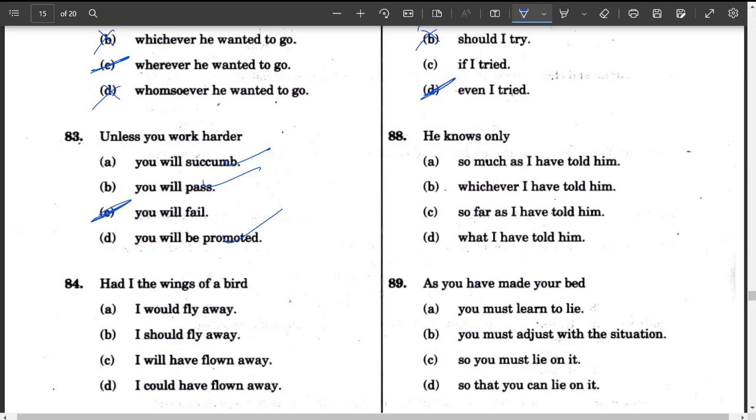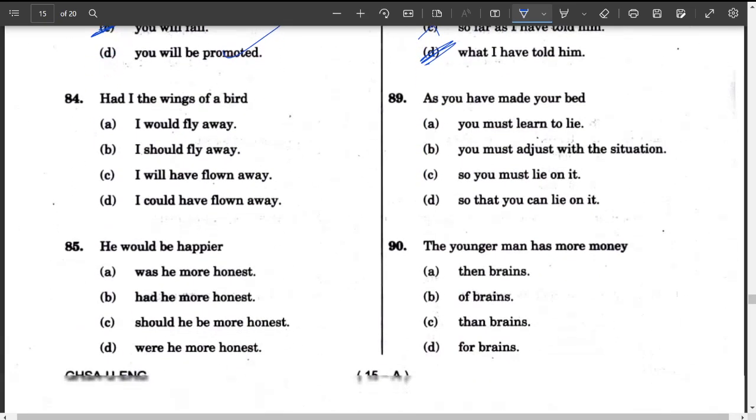Next, he knows only so much, whichever, so far, what I have. He knows only so much I told him. Whichever is an alternative case, so far as no, whatever or what I have told him. The fourth one can be used. Next.